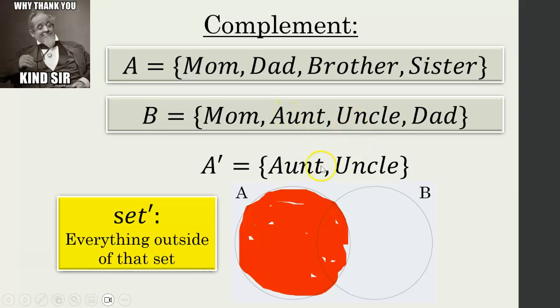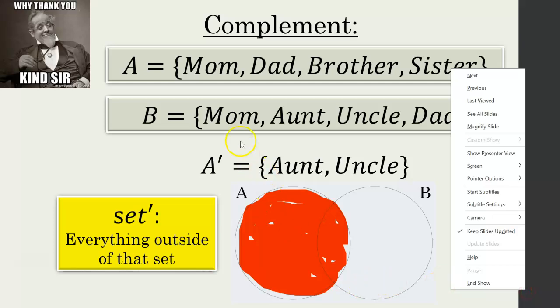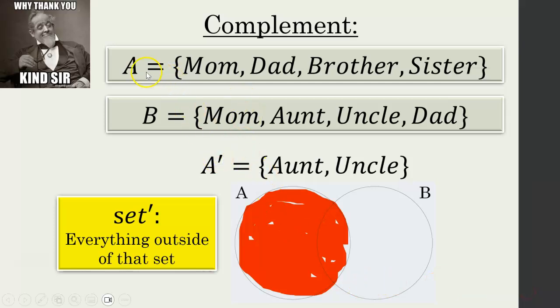Now, why did I pick aunt and uncle? Why is mom and dad not included? Because that's in set A. I can't include mom and dad. Anything in A, I can't include in A complement. A complement is everything outside of that set.